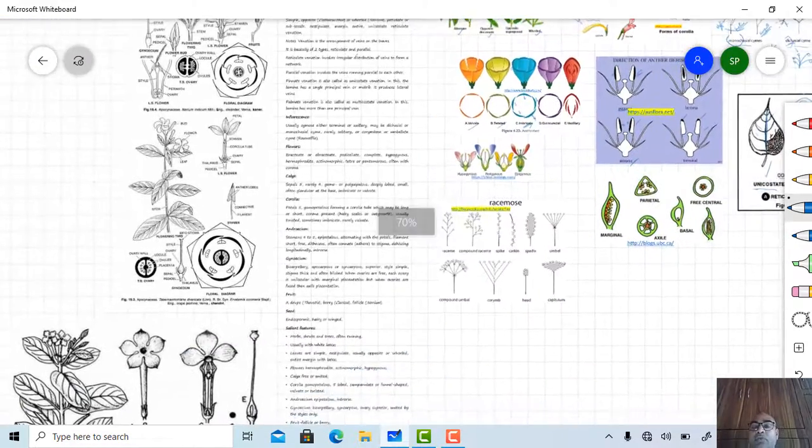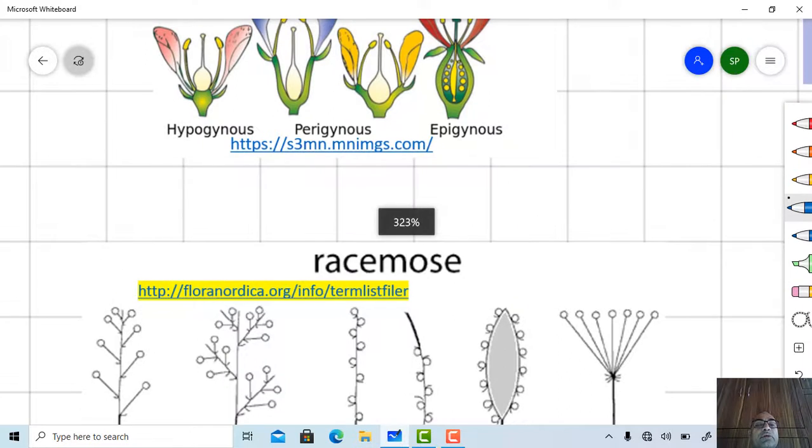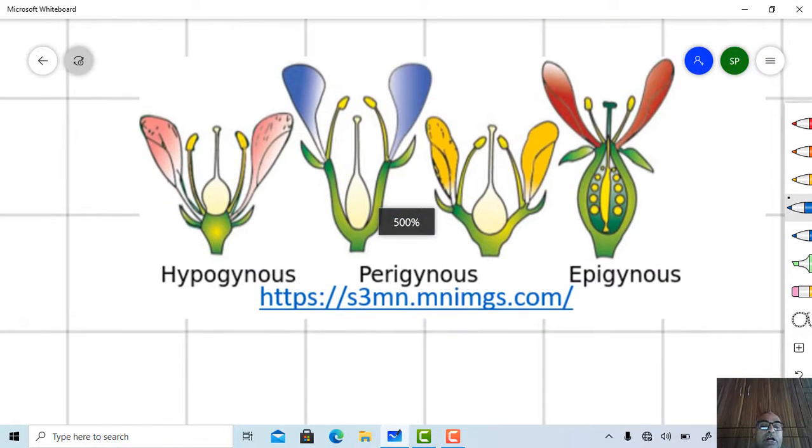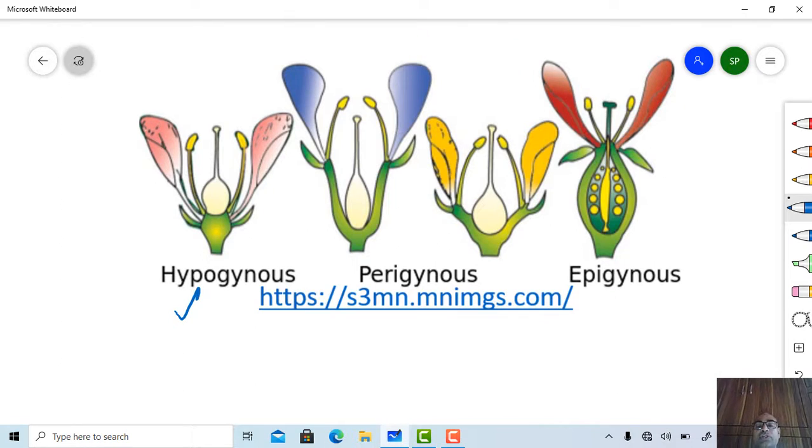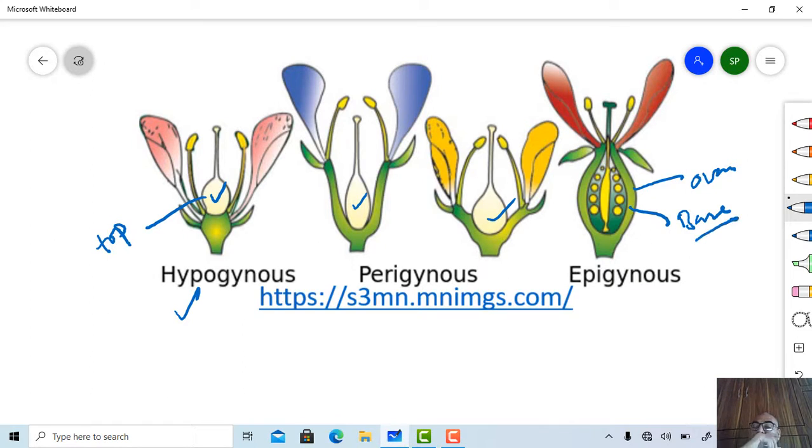Just see some more figures. The family Apocynaceae showing hypogynous condition. This is about the insertion of the floral leaves on the thalamus. Just see the nature of the ovary here. This one is an ovary. If the ovary is present at the top, then it is called superior. Here the ovary is present at the base, it is called inferior. And the remaining floral whorls, calyx, corolla and androecium, if they are present below the ovary attached to the thalamus, then it is called hypogynous.